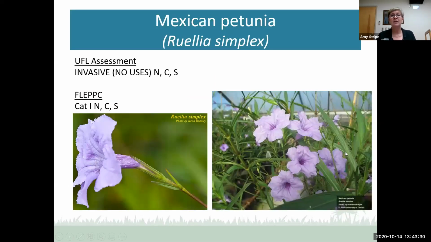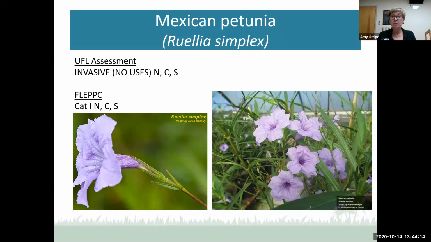All right, I promised to give you a tale of the Ruellia simplex. This is Mexican petunia. It is invasive, no uses under any circumstances, in north, central, and south Florida. FLEPPC shares that sentiment, Category 1 throughout the state. This is a native of Mexico, obviously, also the Caribbean and parts of South America, and very popular in home landscapes. It tolerates sun, shade, wet, dry, and poor soil. It's a prolific bloomer, blooming pretty much all year, and produces a prolific amount of seeds. It also spreads by rhizomes and pieces of root.